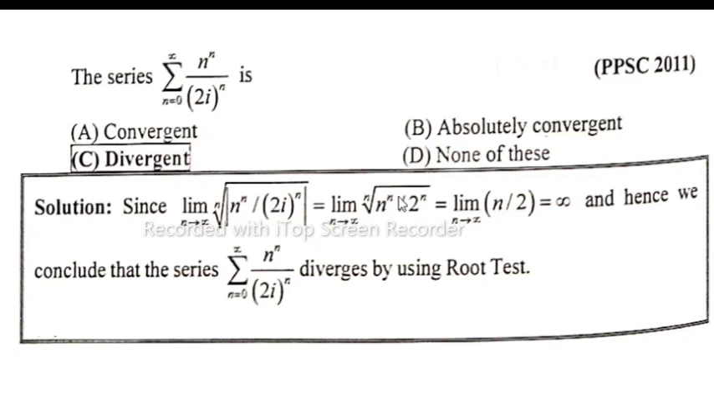So the power cancels, that is n divided by 2. So as n approaches infinity, infinity divided by 2 is also equal to infinity. Hence we can conclude that the series summation n equal to 0 to infinity of n power n divided by (2i) whole power n diverges by using the root test. So option C is correct, that is divergent.